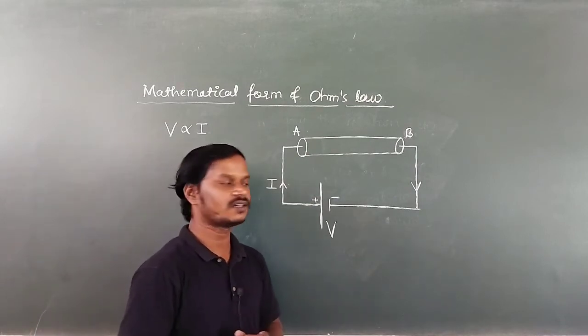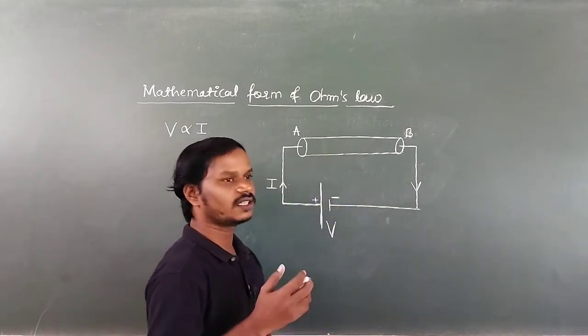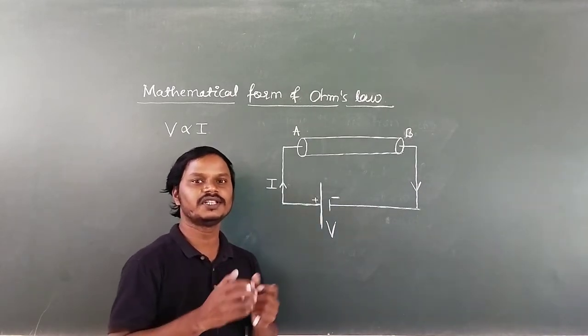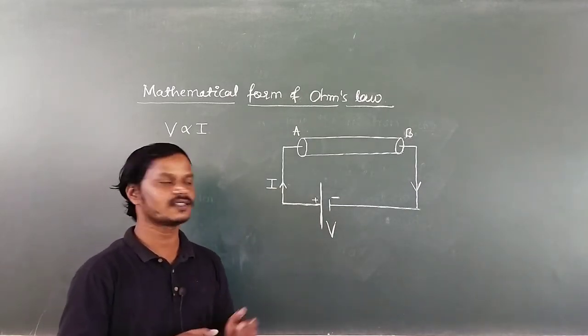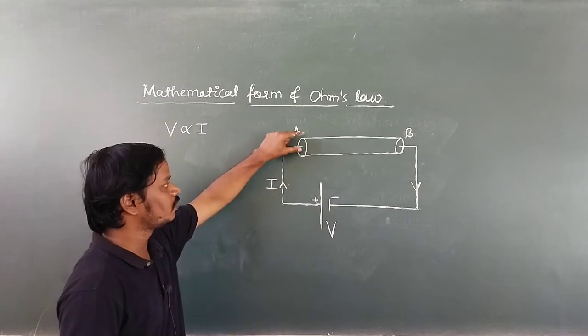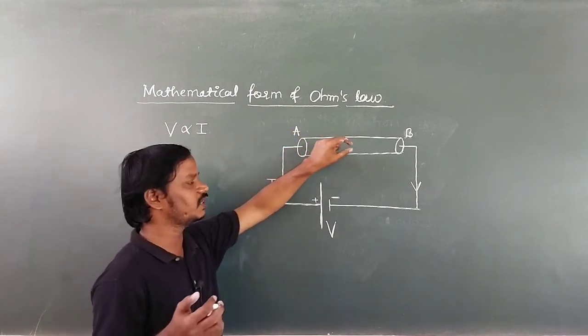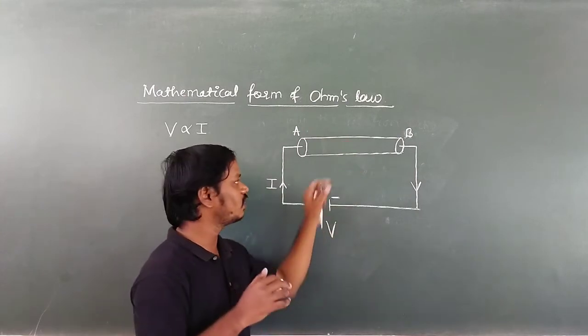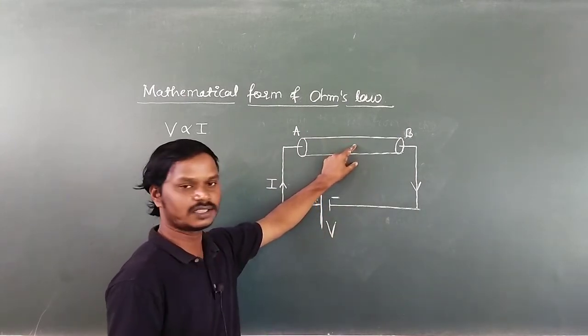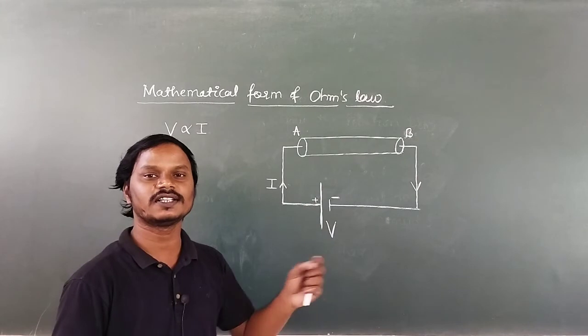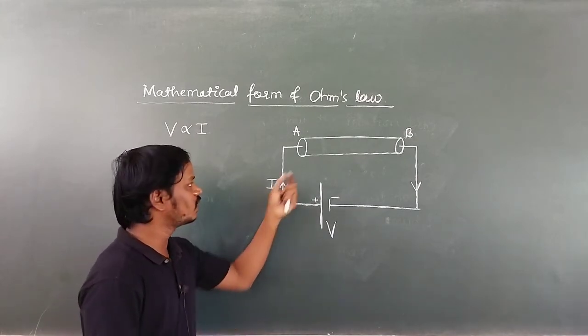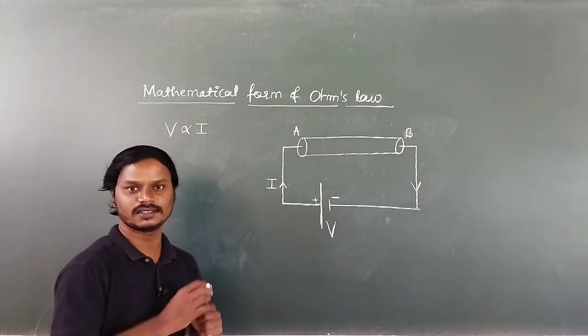If the temperature is constant, then the resistance of the conductor is also constant. We will discuss what resistance is in the next class. So if we keep the conductor's temperature constant, then its resistance is also constant. Only then does Ohm's law apply. Okay.